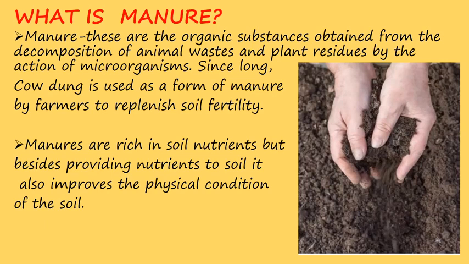The first method to enrich the soil nutrients is by adding manure. What is manure? These are organic substances obtained from the decomposition of animal wastes and plant residues by the action of microorganisms. Since long, cow dung has been used as a form of manure by farmers to replenish soil fertility. Manures are rich in soil nutrients, but besides providing nutrients to the soil, they also improve the physical condition of the soil.